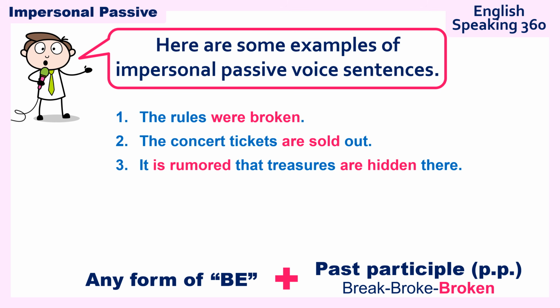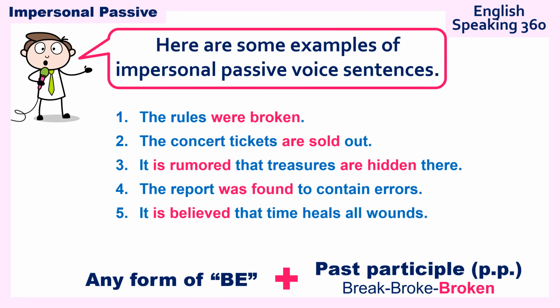It is rumored that treasures are hidden there. The report was found to contain errors. It is believed that time heals all wounds. And opportunities were missed. In all of these sentences, you can see you always have the verb to be and the past participle.